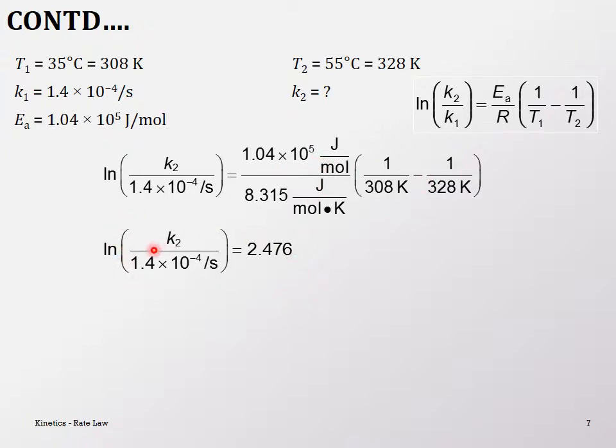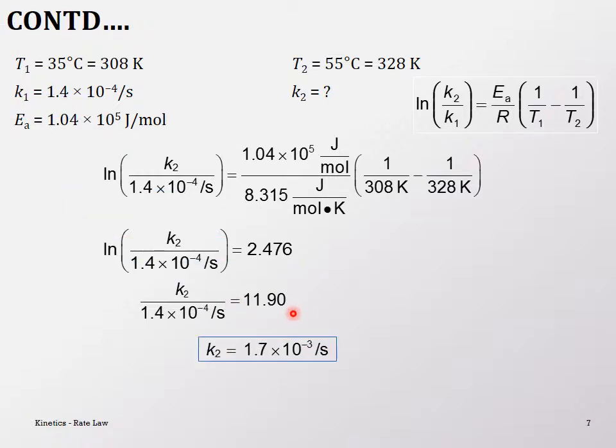Now this is the important part, because this is a natural log. So you have to take the anti-log of here and the anti-log of here. If you take the anti-log here, you just remove the ln, take the anti-log over here, and this is what you get, 11.90. And so then you calculate for K, which is the multiplication of these two.